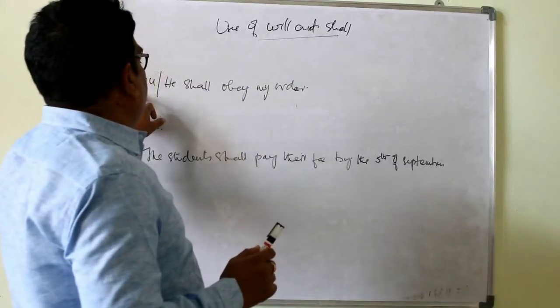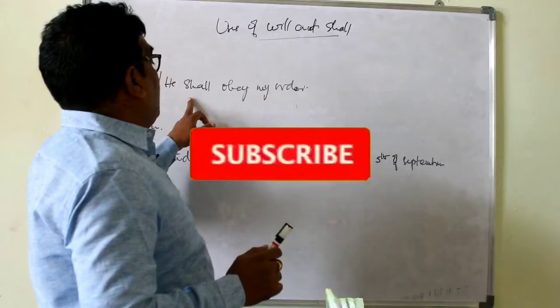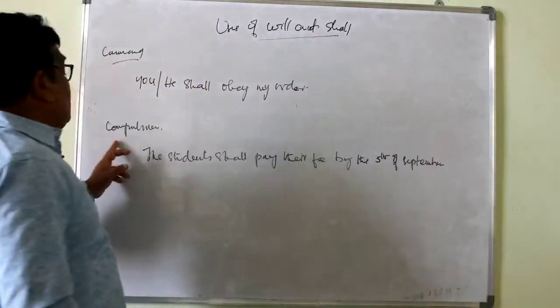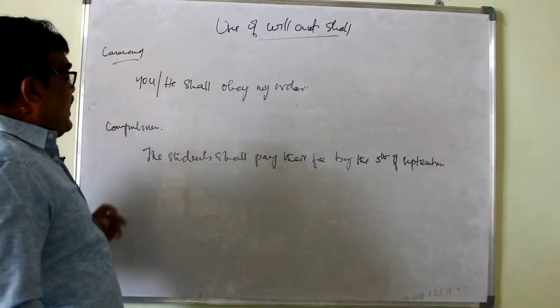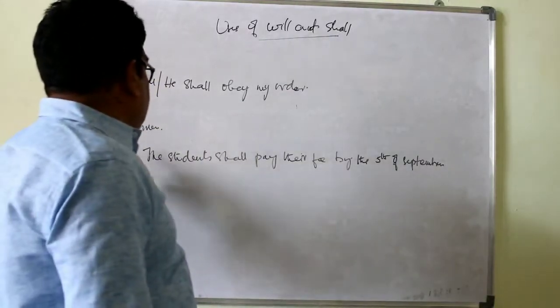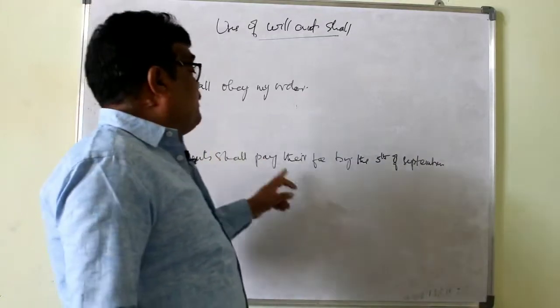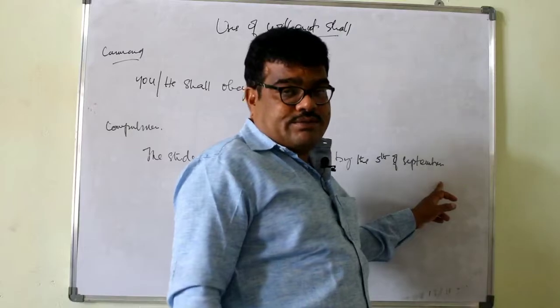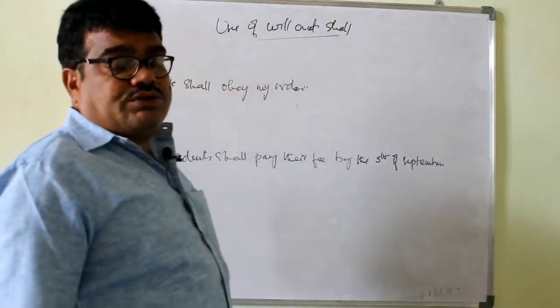Example for command: you or he shall obey my order. Another example, for compulsion: the students shall pay their fee by 5th of September. This is the compulsion.